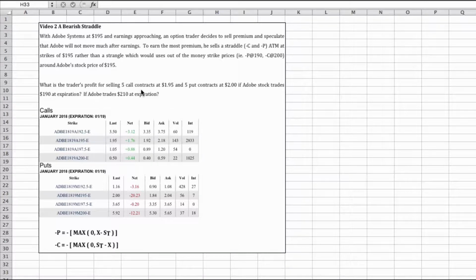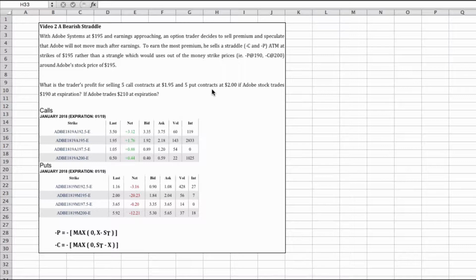We're selling 5 call contracts at 195, and they happen to go for $195. We're selling 5 put contracts at $2, and those are the 195 strikes. So we're setting up a position right around the stock price of 195 and collecting premium. Total amount of premium collected, 5 call contracts, 500 shares times 195, 5 put contracts, 500 shares times $2. It's almost $2,000 in premium collected.